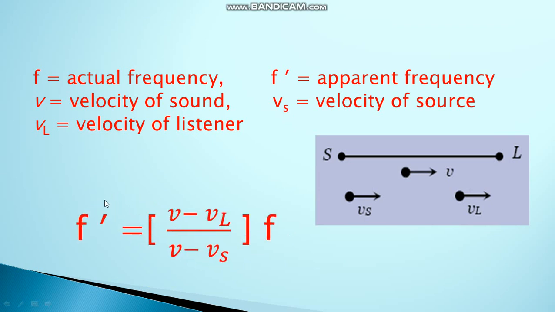Apparent frequency formula: keep in mind, apparent frequency is equal to the relative velocity of listener, V minus V naught, divided by the relative velocity of source, multiplied by the actual frequency, or true frequency.